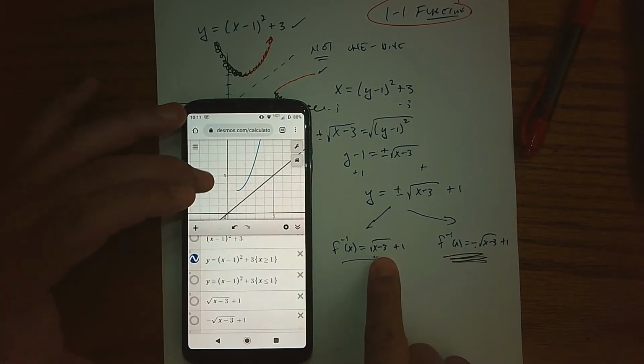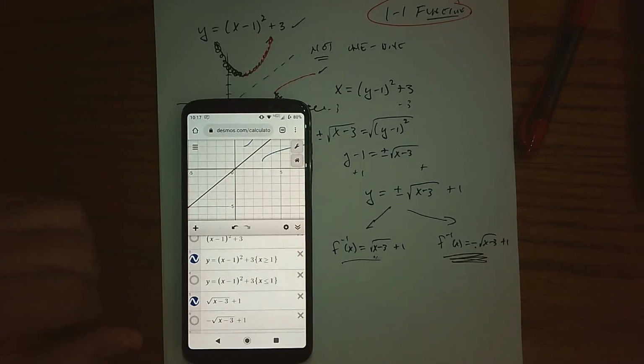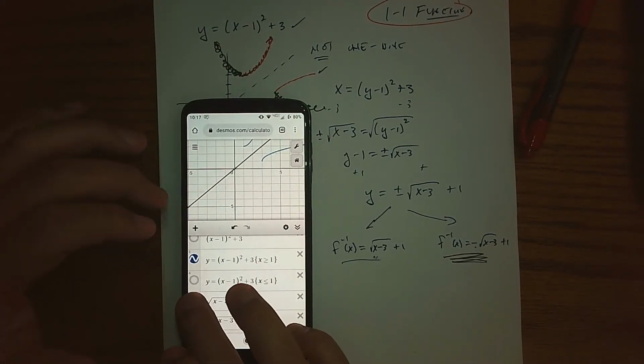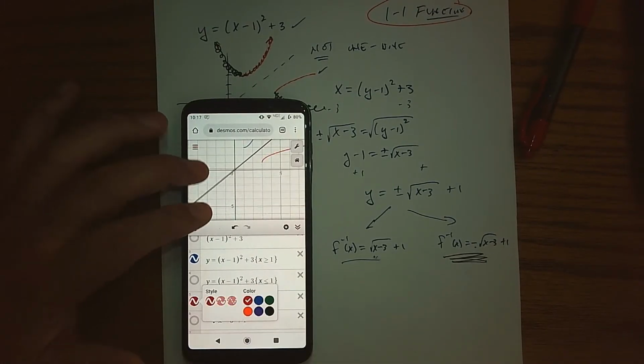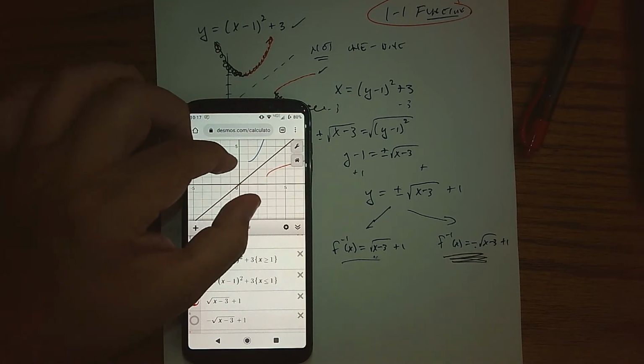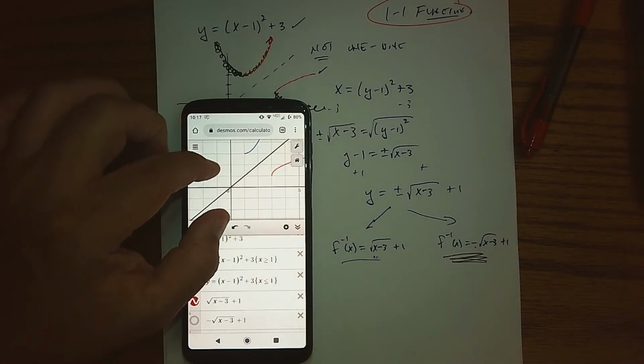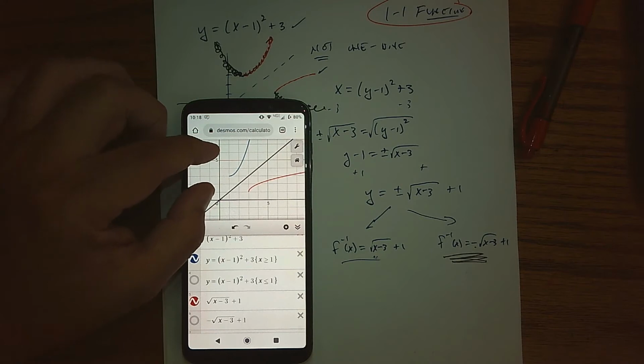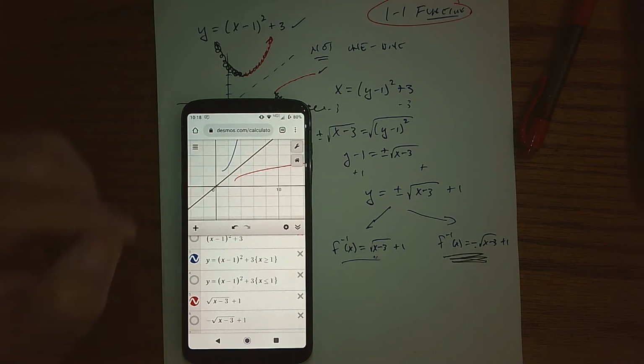Well, from our work, we know that's the positive square root of x minus 3. Let me change colors here so we can see that. There's the line y equals x, and we do see that those graphs are in fact mimicking each other, symmetric through the line y equals x. So that means we've nailed it. Again, that's if we restrict to x greater than or equal to 1.